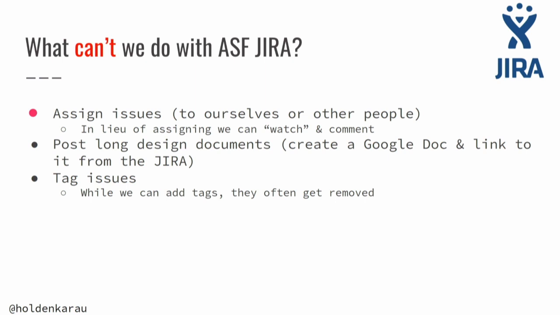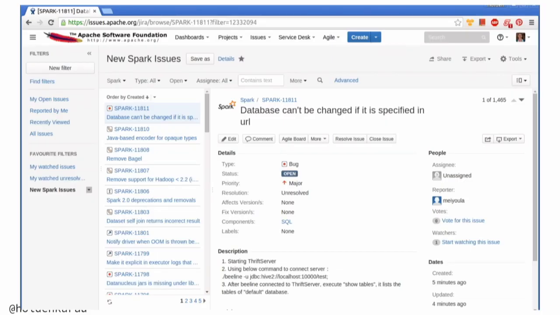Posting long design documents: if you want to make really big changes to Spark, you don't want to just write a 20-page document in JIRA comments. That is not great. Instead, try using something like Google Docs, where people can more interactively comment and leave suggestions for you. And we'll talk about SPIPs and how that's related in a little bit. Okay, here's a picture of JIRA for those of you who aren't familiar with JIRA. Congratulations on escaping JIRA, but that time is coming to an end.